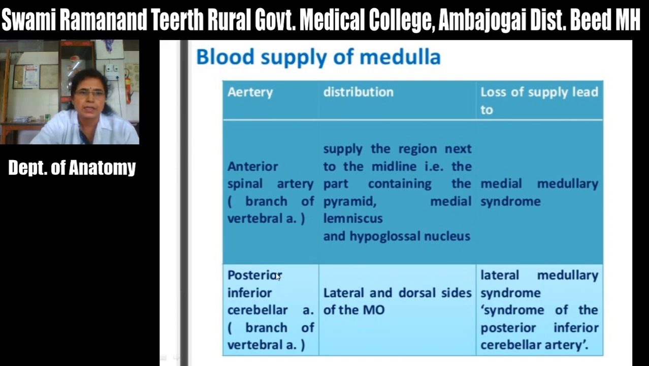Then the posterior inferior cerebellar artery, which is a branch of the vertebral artery, supplies the lateral and dorsal part of the medulla oblongata, and injury to or a lesion of this artery leads to lateral medullary syndrome.